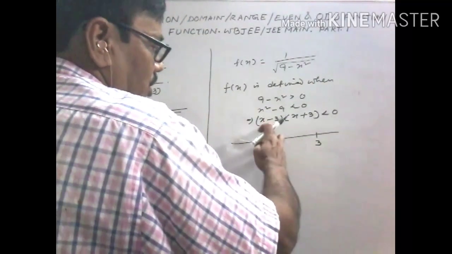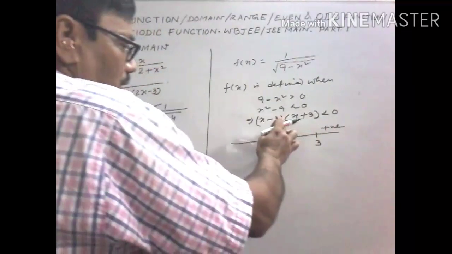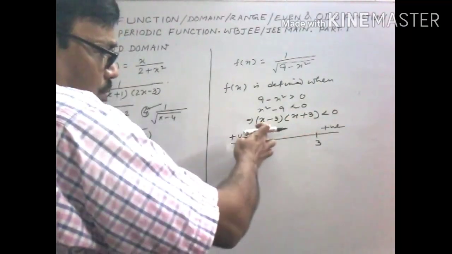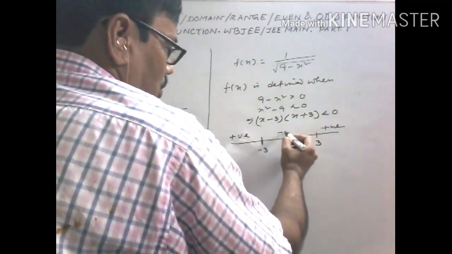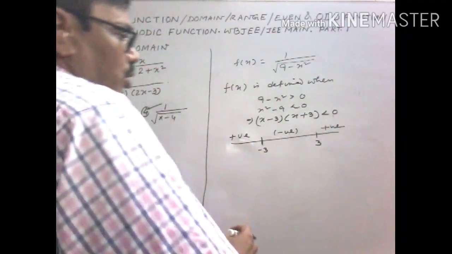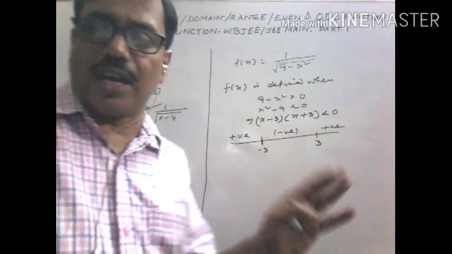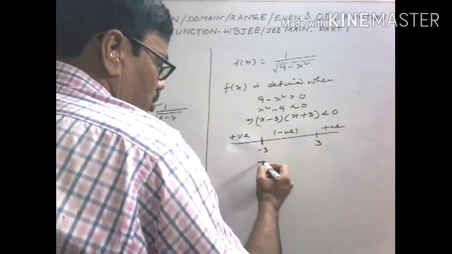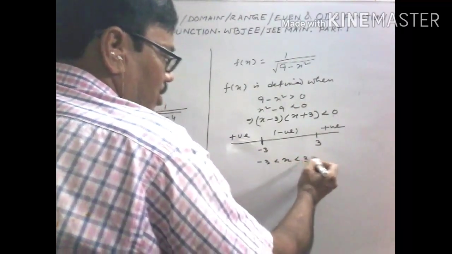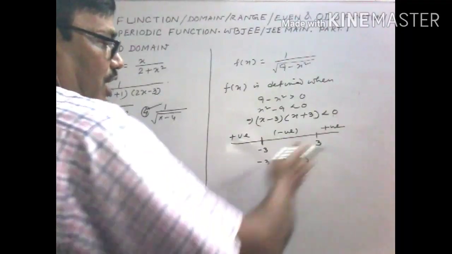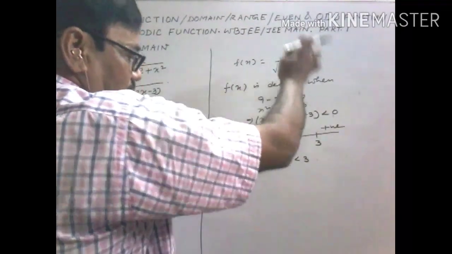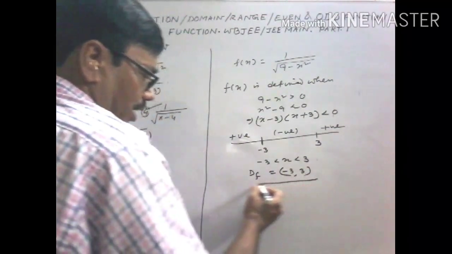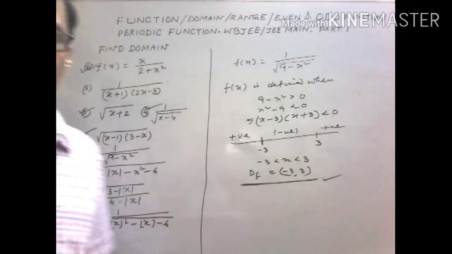Because look, for greater than 3, this is positive, this is positive, so the product is positive. For less than minus 3, both are negative, and two negatives make a positive. If it is in between them, suppose 2, one is negative, one is positive, so the product is negative. So no need of showing this, you can write the answer directly. If it is less than 0, inside the interval. So if you solve it, minus 3 less than x less than 3. Equal to is not included because it is at the denominator. So the answer is in terms of an open interval. So Df equals minus 3 to plus 3.